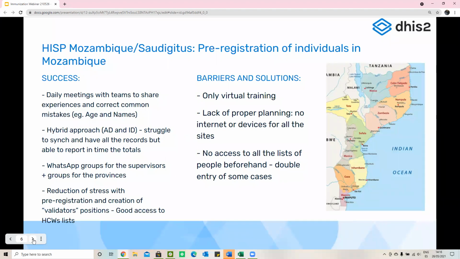So these approaches are also used in other countries, like in Cape Verde, where they were doing the interoperability. And yes, that's what I have to share at the moment. Thank you very much.